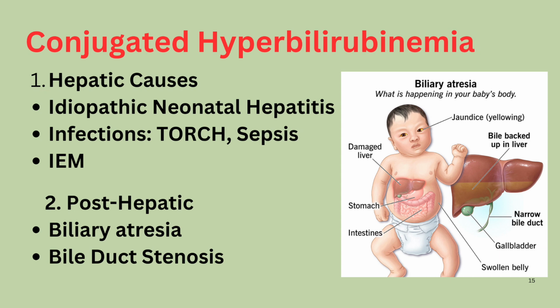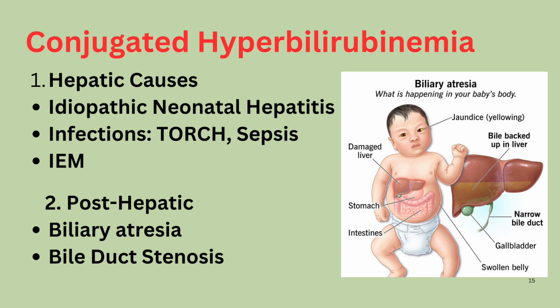Next, I told infections. Some infections like TORCH infections. TORCH refers to toxoplasmosis, rubella, CMV, cytomegalovirus, herpes simplex, and sometimes sepsis also causes conjugated hyperbilirubinemia. Next, inborn errors of metabolism like hepatomegaly, splenomegaly may also cause conjugated hyperbilirubinemia.